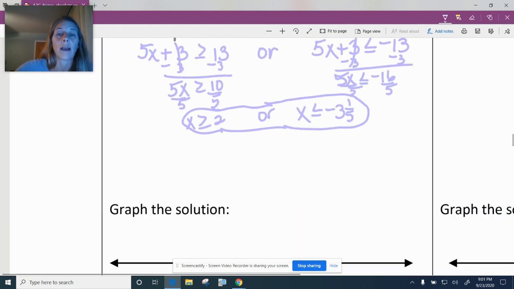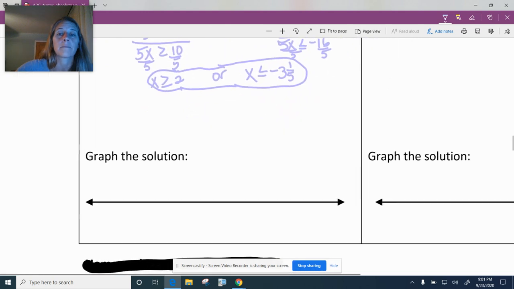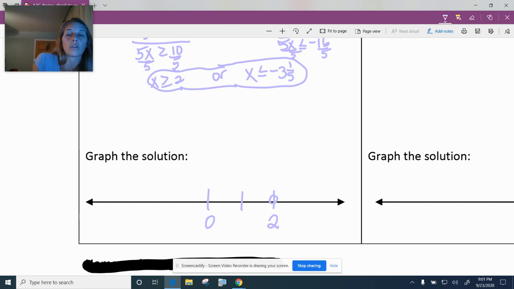Okay, so now if I'm going to graph that onto the number line, 0, 1, 2. So closed circle at the 2, x is greater than or equal to 2. And then negative 1, 2, 3, 4, negative 3 1/5. That would also be a closed circle, and x is less than will go to the left. And again, my 2 arrows are going out to the sides, which is a good example of an OR problem.